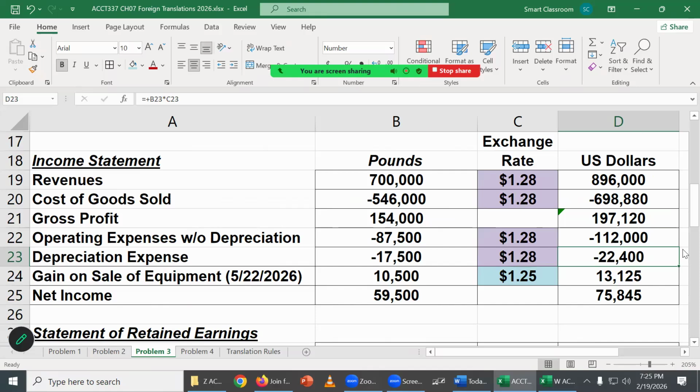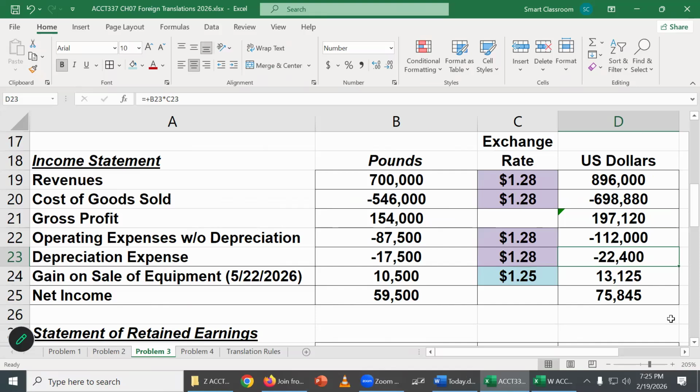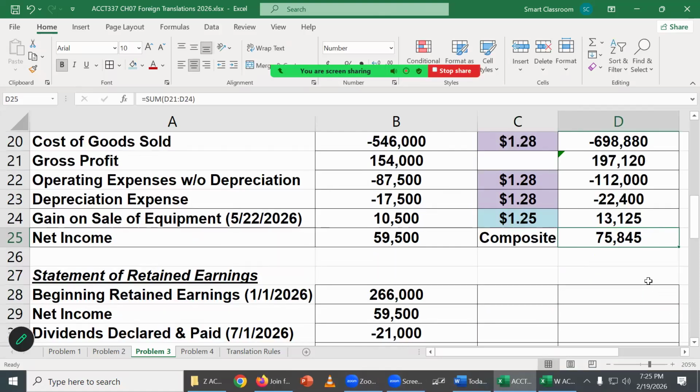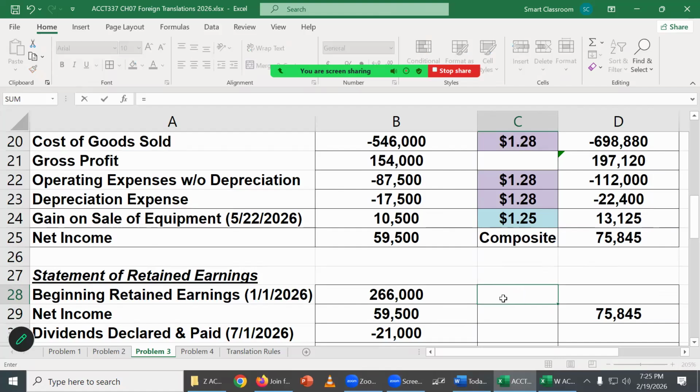The gain on sale was on 522, so that'll be a special one. That'll be a historical cost, 13,125, and then this will be a composite mixture there, so we don't really have one there. And this will just come down here. It'll be the income. Retained earnings will go in at the historical cost at the beginning of the year.